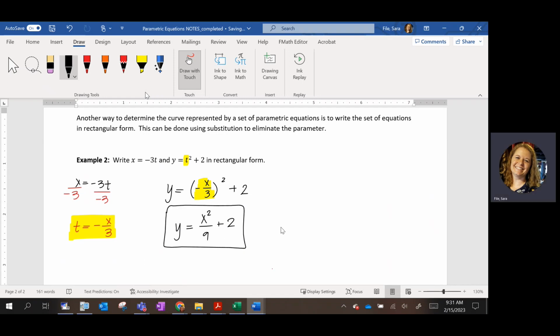Can be written this way, or if you prefer to write it with a coefficient of 1/9, and then your x² + 2, that's the same thing, right? So either one of those is good.